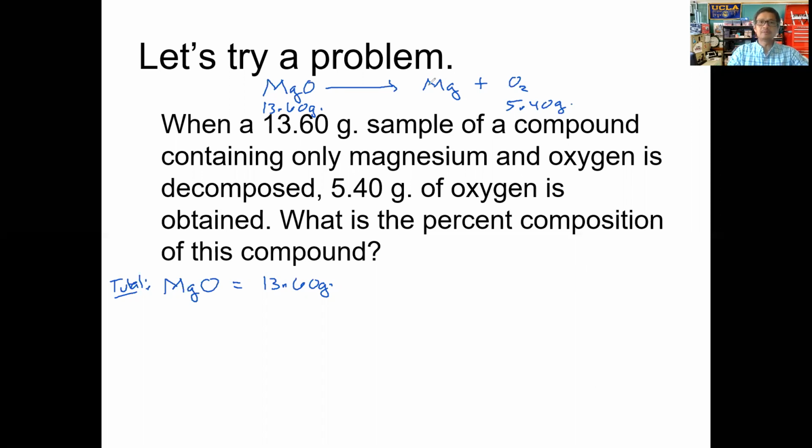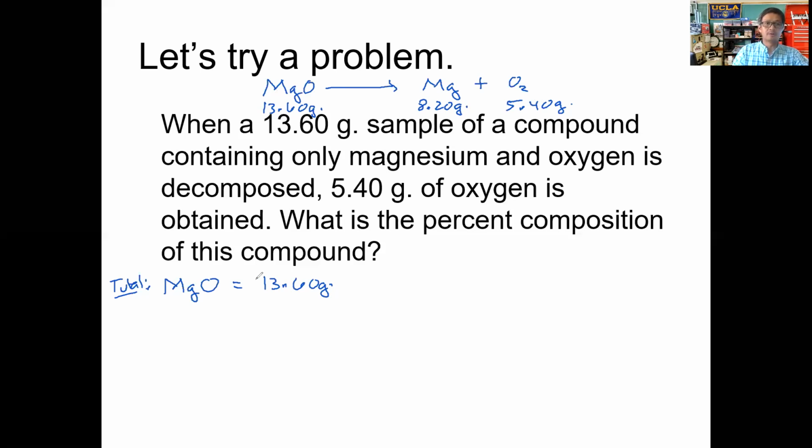So how would we obtain the mass of magnesium that actually forms when we decompose magnesium oxide? Well, folks, if this is the total and this is how much oxygen we have, since this is a binary compound, we can subtract this number from the total. We end up with 8.20 grams of magnesium, okay? I hope everyone's okay with that.